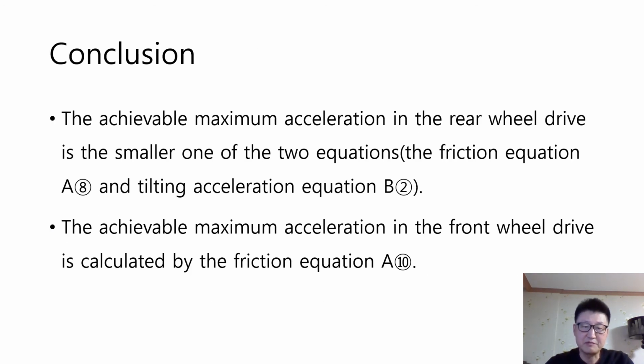Here we have some conclusions. The achievable maximum acceleration in the rear-wheel drive is the smaller one of the two equations, the friction equation A8 and the tilting acceleration equation B2. The achievable maximum acceleration in the front-wheel drive is calculated by the friction equations A10.